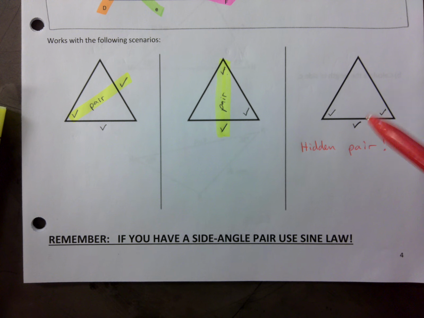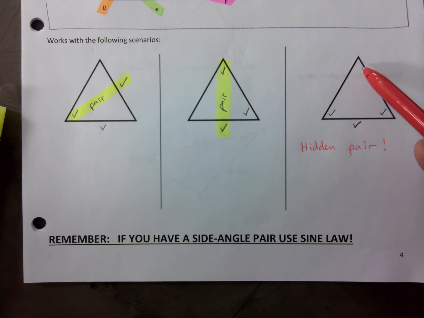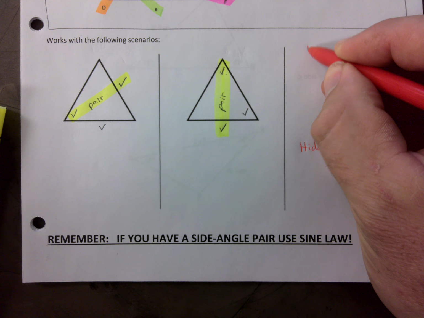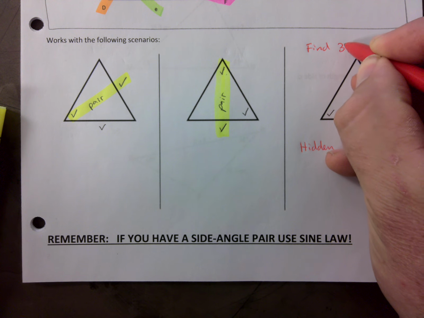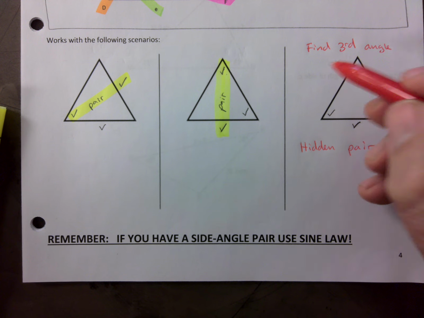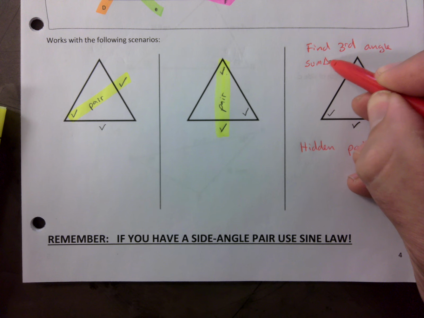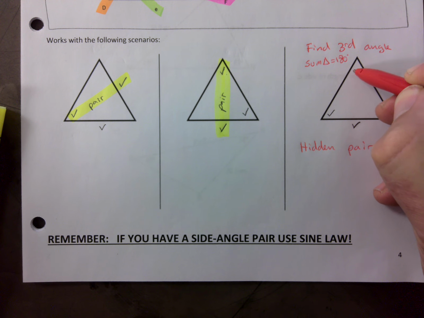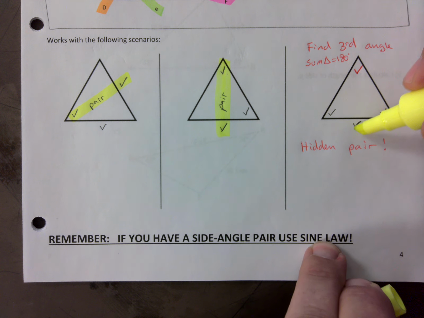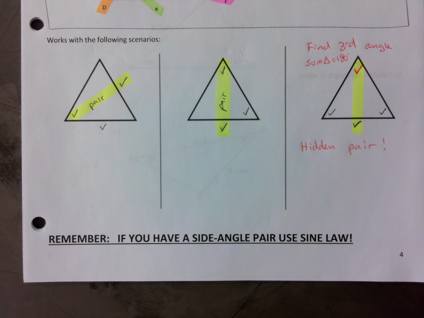Why is it hidden? Do you remember, if you know two angles, is there a way to find a third one? We subtract them from 180, right? Because we know all three add up to 180. So technically you know this one. So find the third angle using the sum of triangles equal to 180. So technically you do know that one. It's just one step away from you determining that. And there's your pair again.